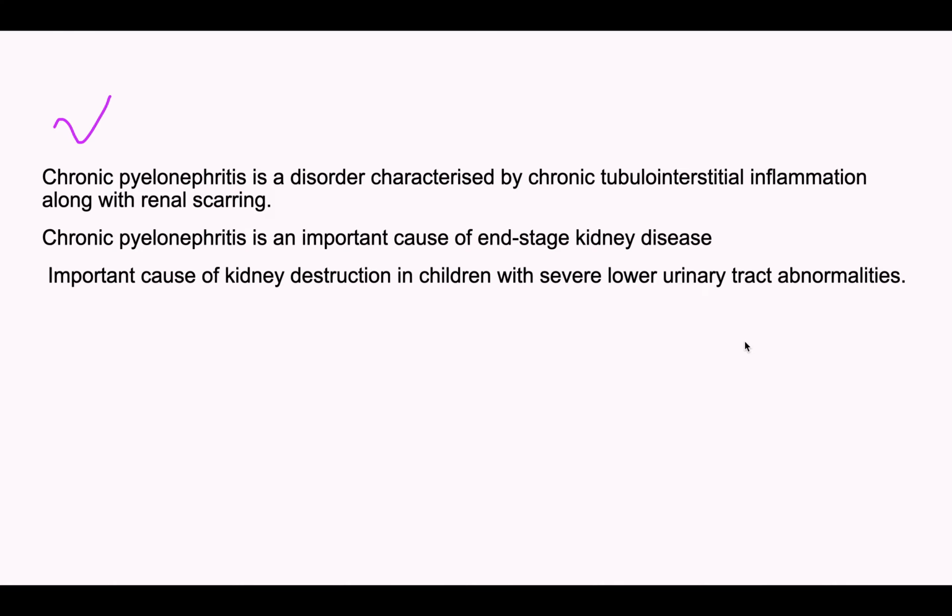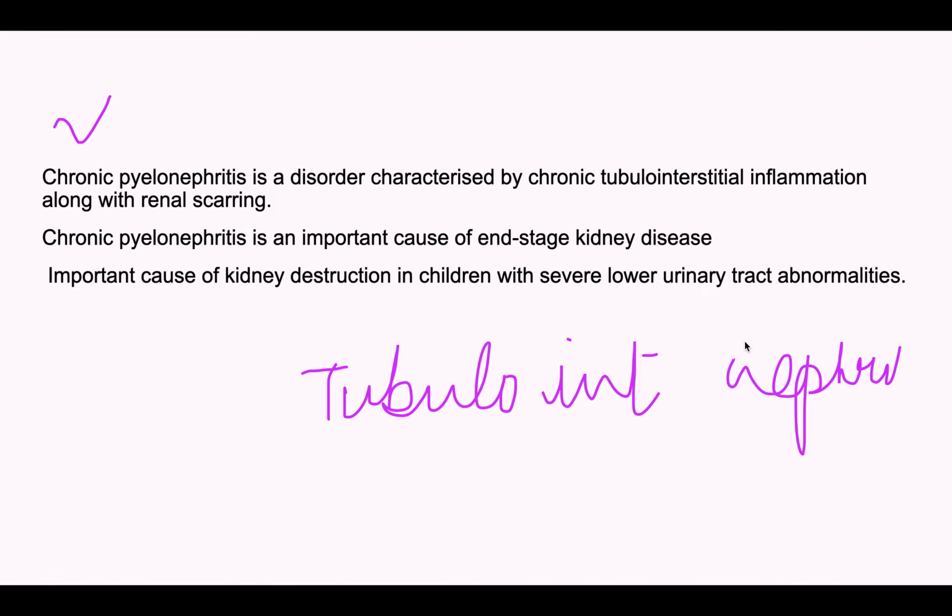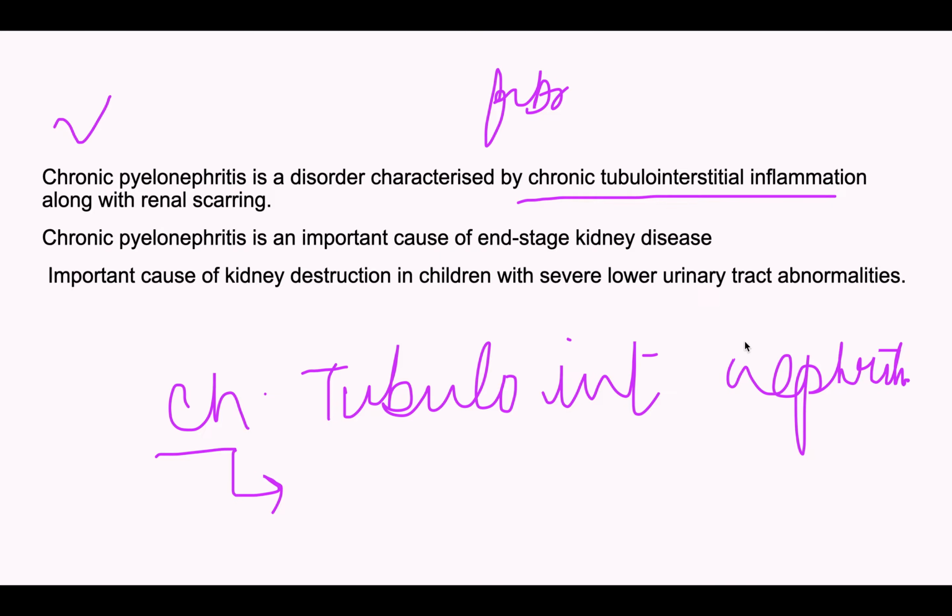So, what is chronic pyelonephritis? It falls in the range of tubulointerstitial nephritis, but here the condition is chronic. There will be acute exacerbations, so chronic pyelonephritis will also have some episodes of acute pyelonephritis, and as the disease is chronic, there will be fibrosis associated, and therefore the patient will have renal scarring present.